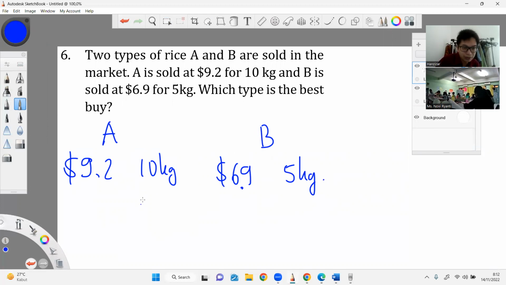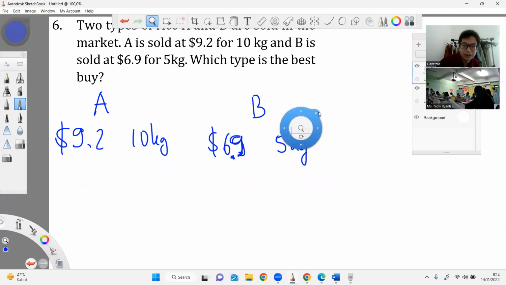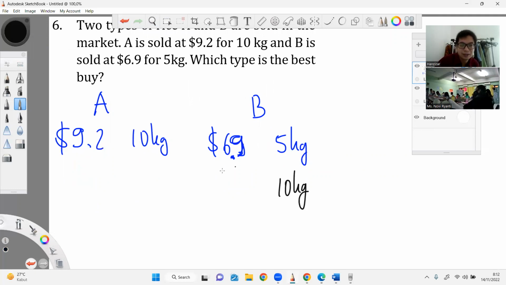First, you find 1 kg, how much? Divide by 10, right? As simple as that. But there's an easier way, guys. You don't need to divide. Just make them the same, so you multiply by 2. Make it 10 kg. That's the best way. How much is this? 13.8, right? So it is still 9.2 for 10 kg.